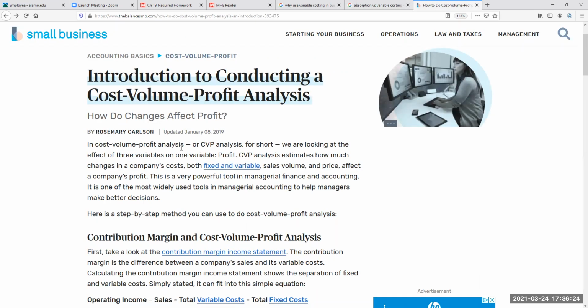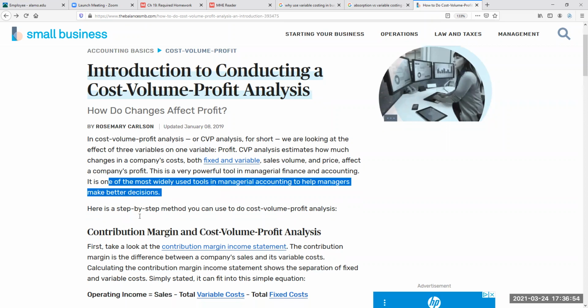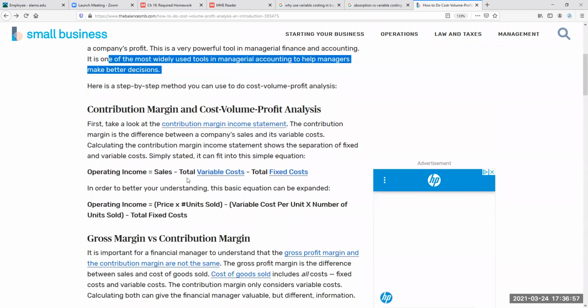All right, and then how about the last thing? Right here, in cost volume analysis, or CVP for short, we're looking at the effect of 3 variables on profit. CVP analysis estimates how much the change in a company's cost, the fixed cost, and the variable cost, and the sales volumes and price will affect a company's profit. This is a powerful tool in management, finance, and accounting. It is one of the most widely used tools in managerial accounting to help managers make better decisions. Here's a step-by-step method. So operating income equals sales minus total variable cost minus total fixed cost.